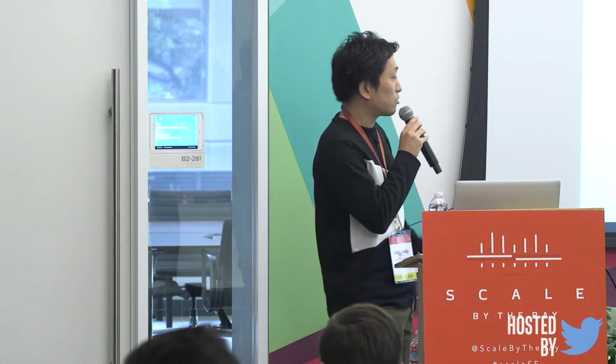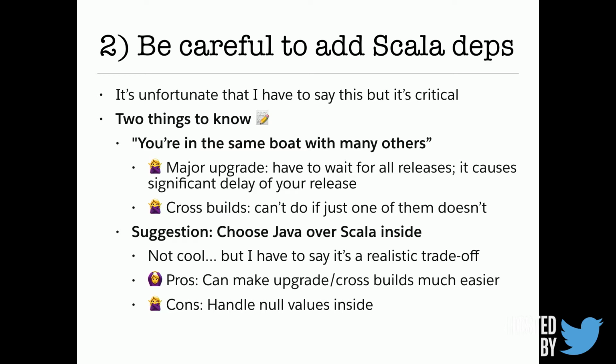What can we do to avoid those kinds of situations? I understand this is not very clear and you really don't like it, but I'd like to suggest considering choosing Java dependencies over Scala if you create a library or framework. Because I think this is a very realistic trade-off, and it will bring huge benefit to your library maintenance. By doing that, you can make Scala major upgrades and cross-builds much easier. But of course, there are downsides, so you have to do a little bit of dirty work, such as handling null values in your source code.